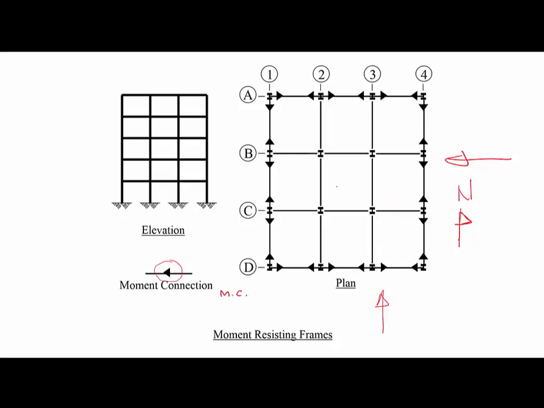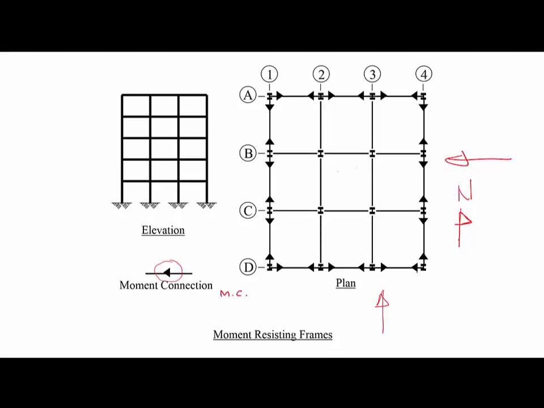Then these simple frames along lines B and C can take the gravity load, but they cannot take lateral load. All the lateral load is going to be transferred to these two frames along lines A and D to be resisted and transferred to the ground.